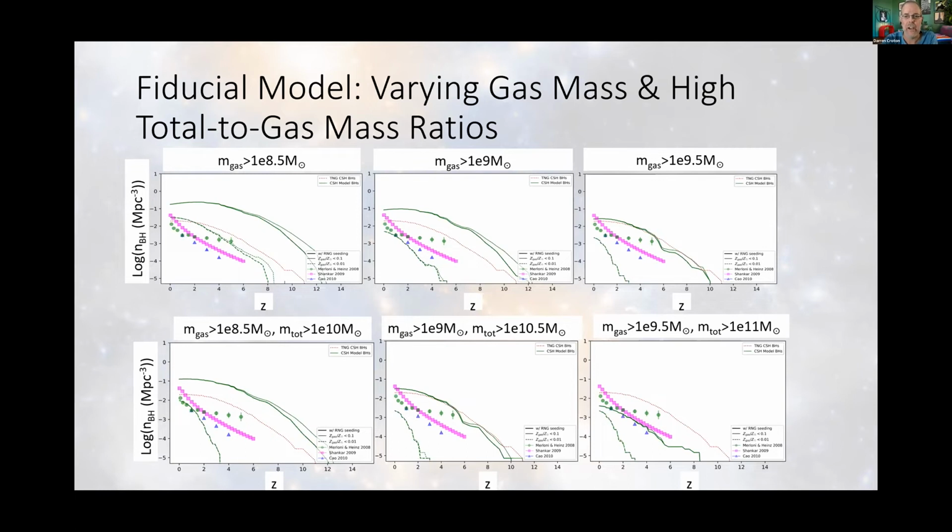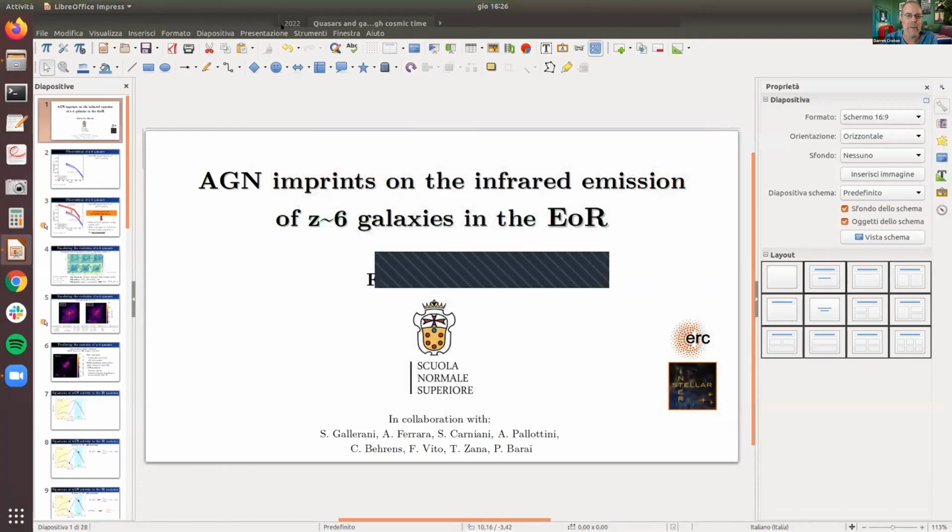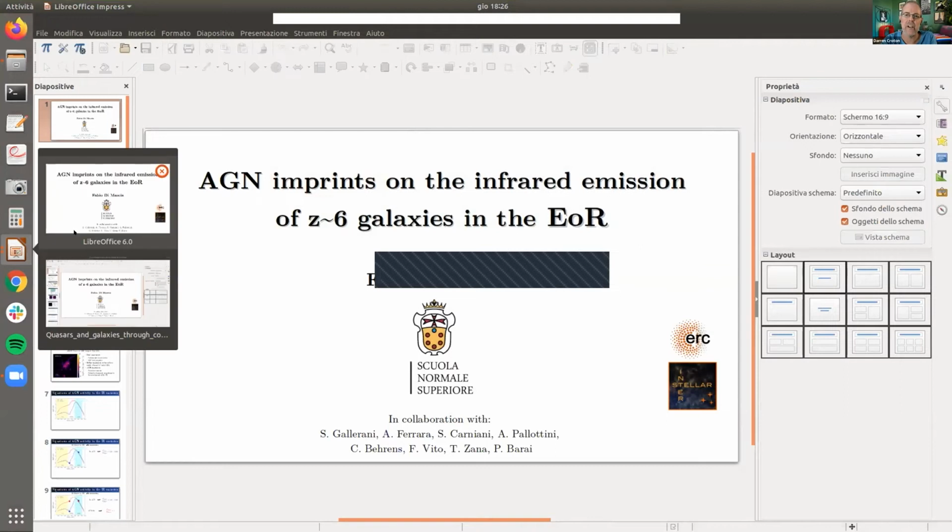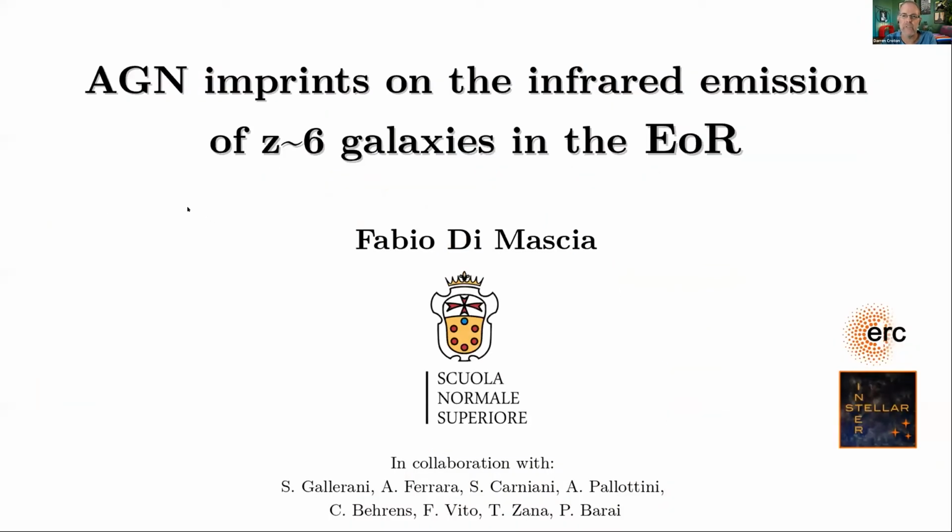Very nice talk. All right, so we should move on to our next talk. Another contributed talk from Fabio Di Mascia. I hope I pronounced your surname correctly, Fabio. Sorry if not. From Pisa, Fabio is a graduate student, and he's going to talk to us about AGN imprints on the infrared emission of galaxies at the epoch of reionization. Take it away, Fabio.